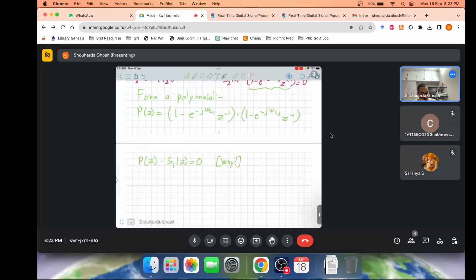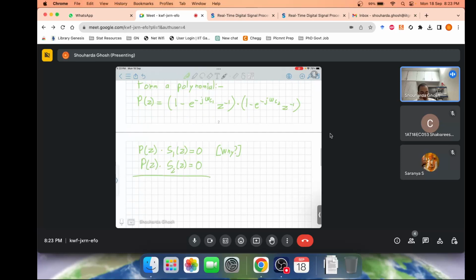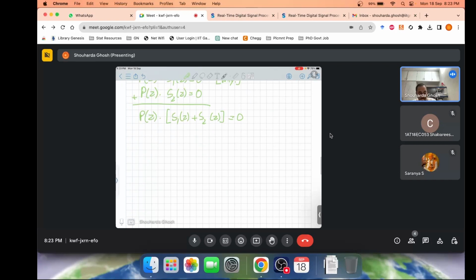Similarly, when I do this with the second signal's transform, I also get 0. So now I add the two and what do I get? P(z) times (S1(z) plus S2(z)) equals 0. Fine. So now let me generalize this to R signals.